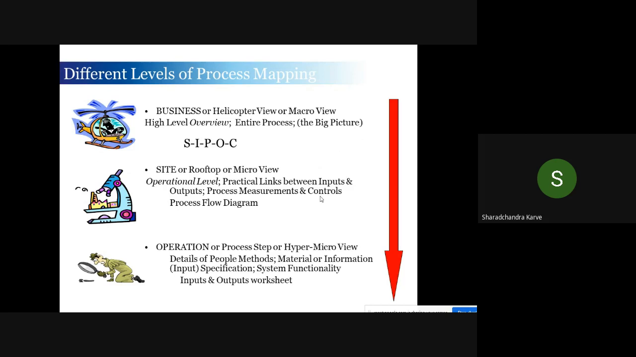So when I say a macro map, it is a business overview, or we can say the helicopter view of any plant, operating plant, etc. Generally it is done using a SIPOC. So it is a high level overview from the top, 20,000 feet, etc. It is a bigger picture. Then the next step is at the rooftop. So you are landing on the ground, and what are the different practical links which are operationally being done at site.